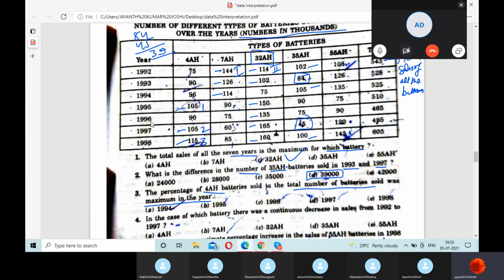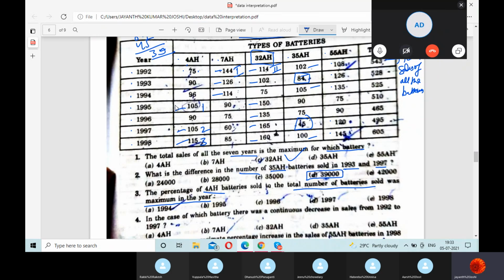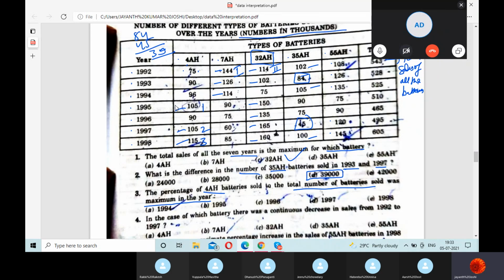Correct? So we should see the percentage of 4Ah batteries sold to total. Suppose this is 75. 75 by 543 is how much percent? So we should see which year the percentage was maximum. That means 543 is the total of all the batteries, and 75 is only 4Ah battery. So we should see how much percentage this 75 is in 543. That will give us an idea about the maximum. That means 4Ah is maximum in which year in the total number of batteries.